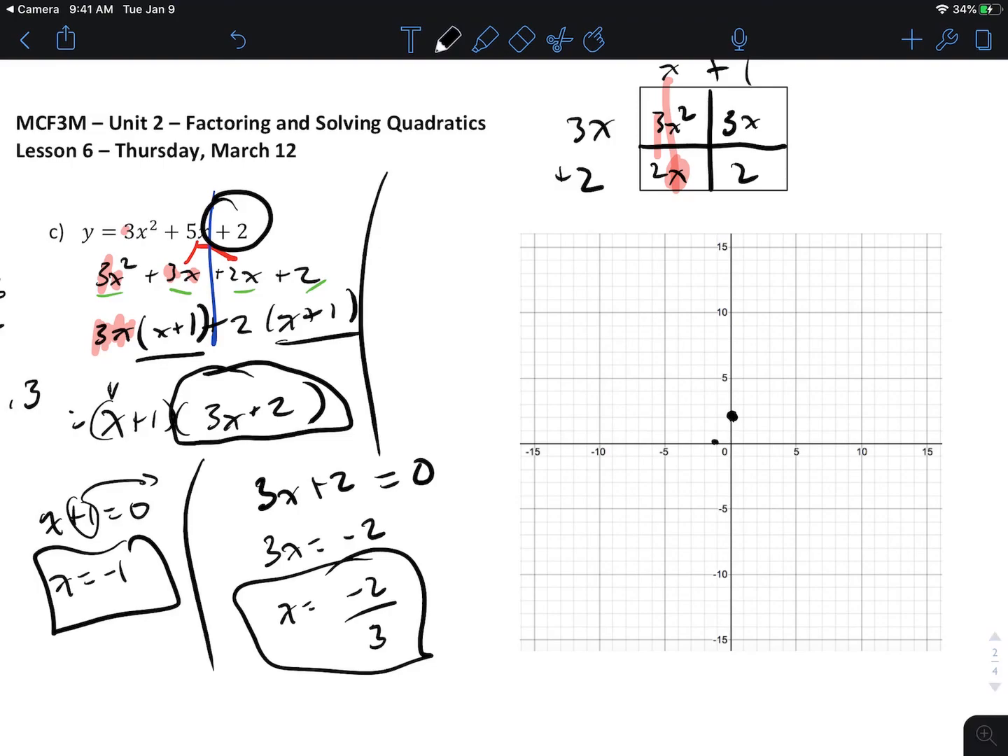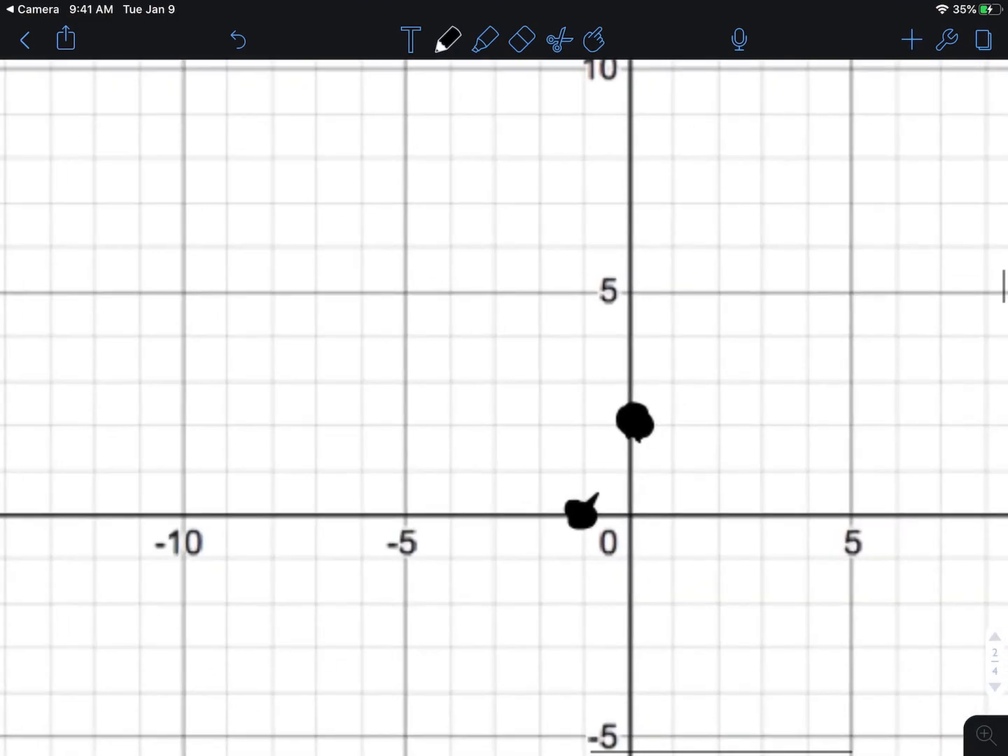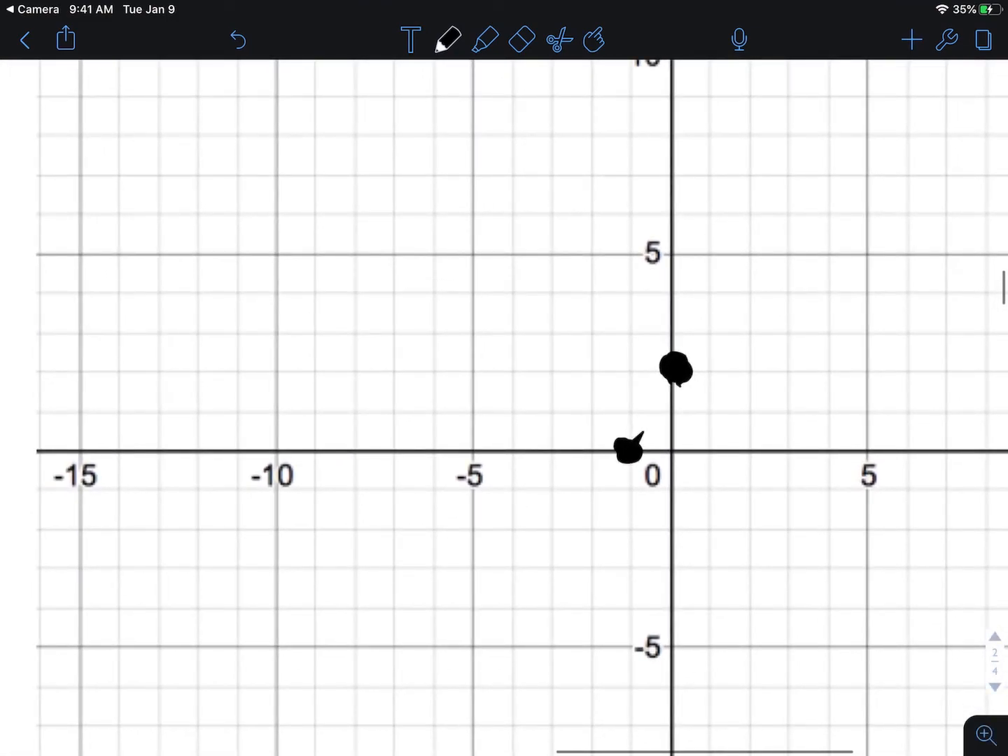Right, so I can go plot that one. And negative 2/3. Oh, this is tight. Let me zoom in. So I know one is at negative 1, and the other one's at negative 2/3. Well, this is not a great question. I probably wouldn't do this to you on the test. So you just got to find the middle of those 2 points.